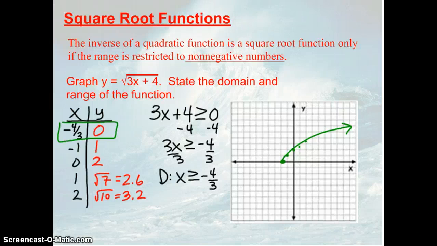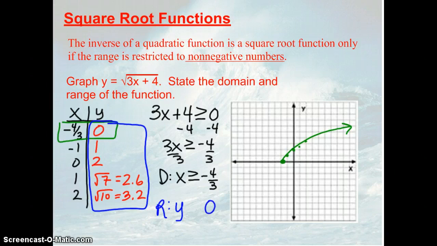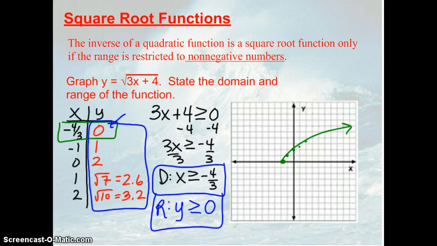We've got our domain. The last thing we need is our range. Remember, range deals with our y values. All you have to do is look at your y column. Put a y, put the first number in the column, 0, and then you think, what happens? As we go down the column, the numbers get larger, so our y values have to be greater than or equal to 0. Here's our domain, here's our range, here's our graph. That's what you're going to be doing through most of the assignment today.